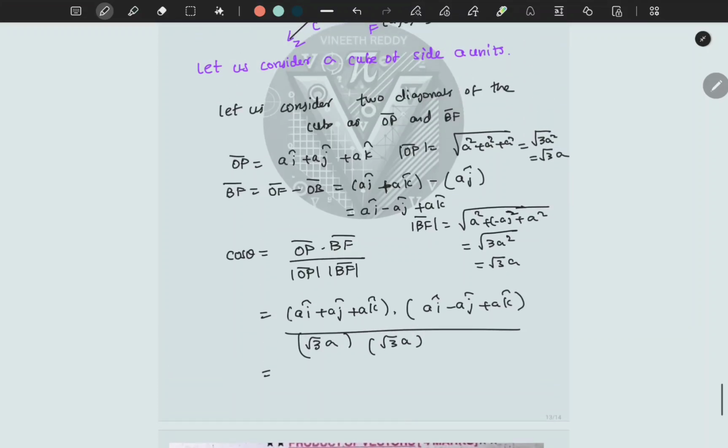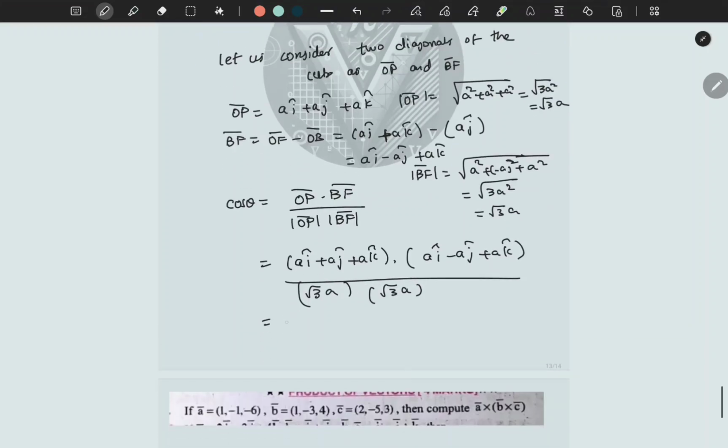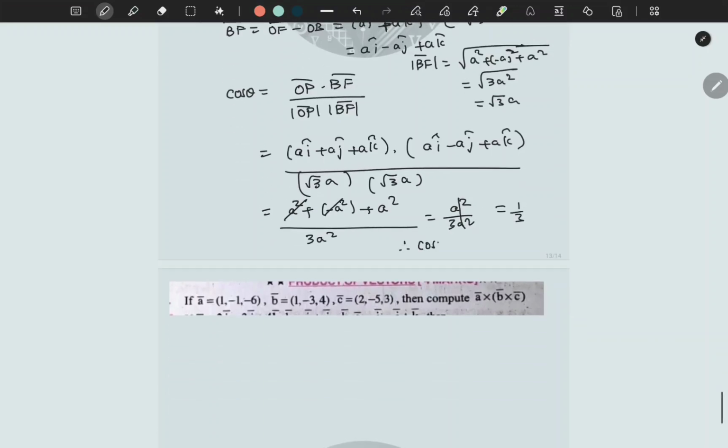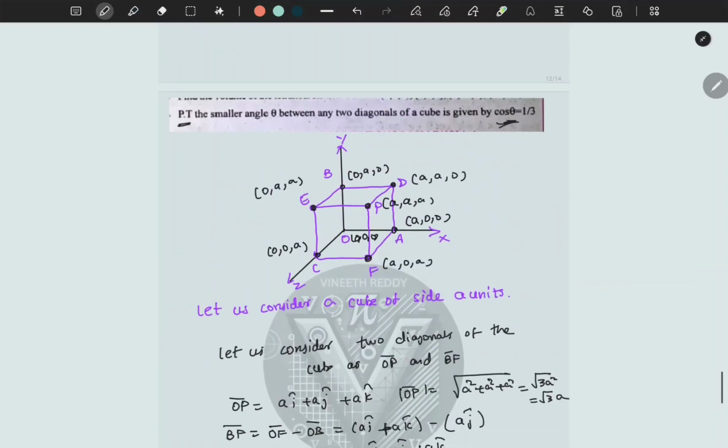Now how do we take the dot product of this? Coefficients of i we multiply, that is a into a is a square. Now coefficient of j we multiply, we will be getting minus a square. A into minus a is minus a square, and coefficient of k we will multiply, we will be getting plus a square. Root 3a into root 3a is 3a square. So ultimately we get a square by 3a square, which is 1 by 3. So therefore cos theta is equal to 1 by 3. That is what we have to prove, right? Hence proved.